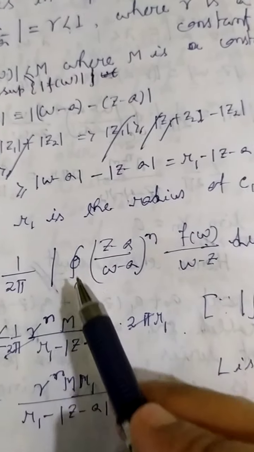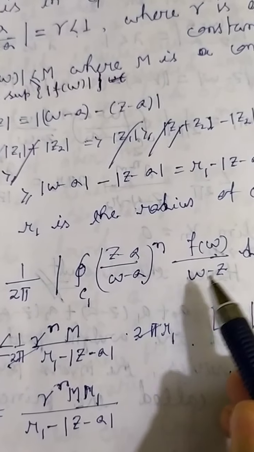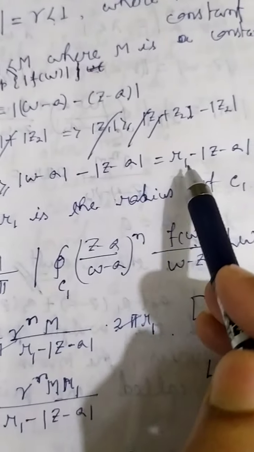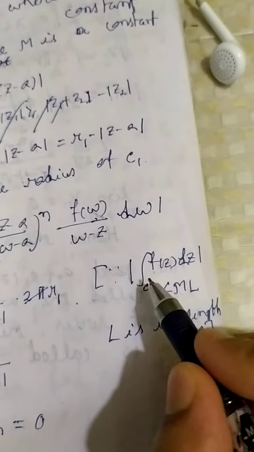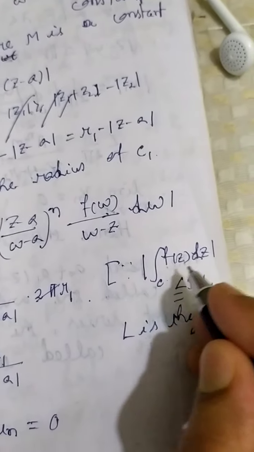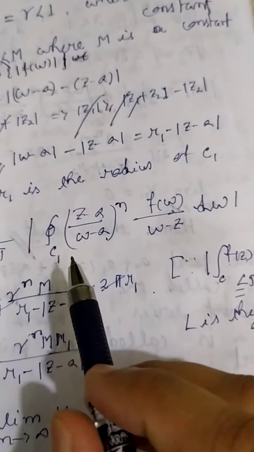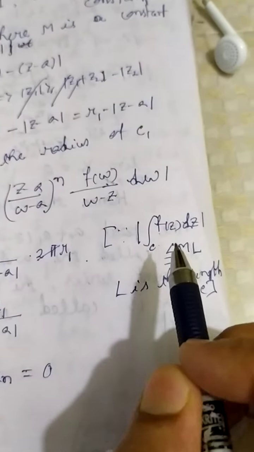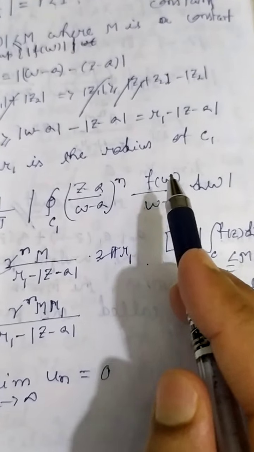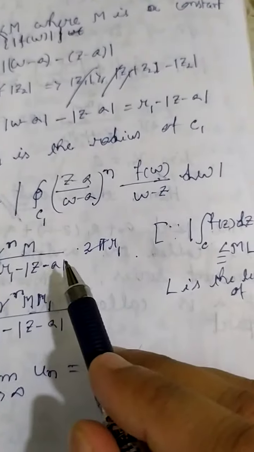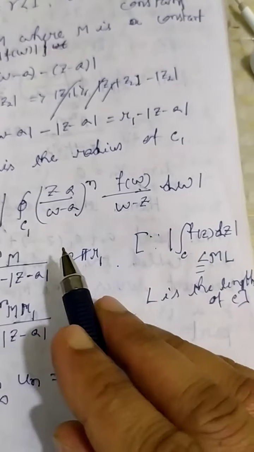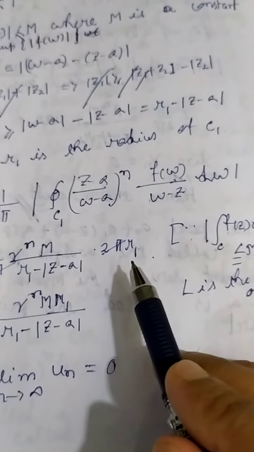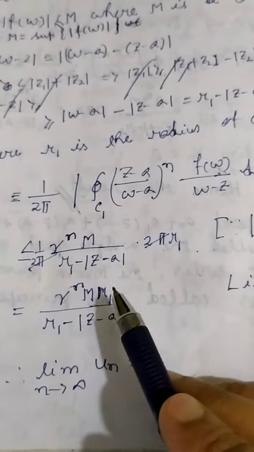Then we have only one part, and 1 by w minus z is less than or equal to this. So we have this part only, and we know this is our M. L is nothing but the length of this curve C1, which is the perimeter, twice pi R1.